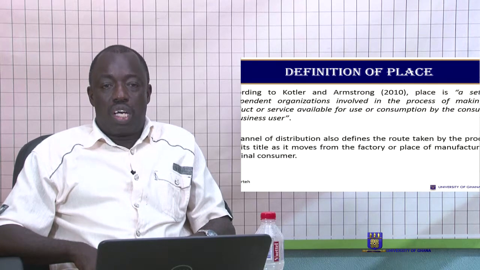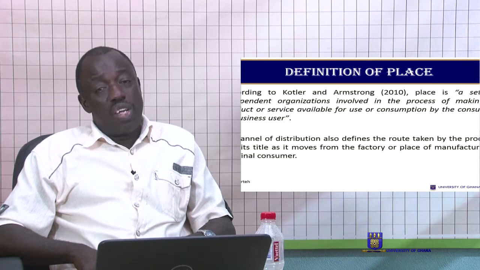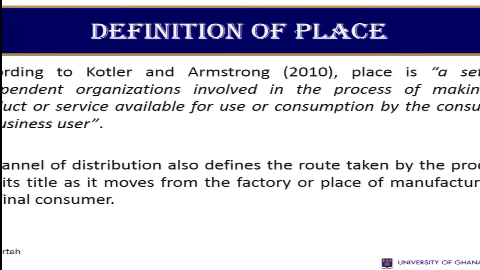Now, Kotler and Armstrong 2010 argue that a place is a set of independent organizations involved in the process of making products or services available for use or consumption by the consumer or the business user. Production is not complete until the goods are in the hands of the final consumer. Therefore, place is about moving the products and services from the place of manufacture and transporting them to the place of consumption. That is what place is all about. Once this is done, the customers can find the goods in the right form, at the right place, and at the right convenience.